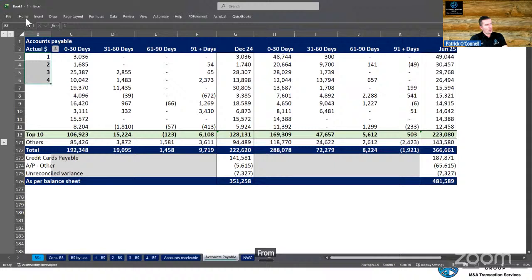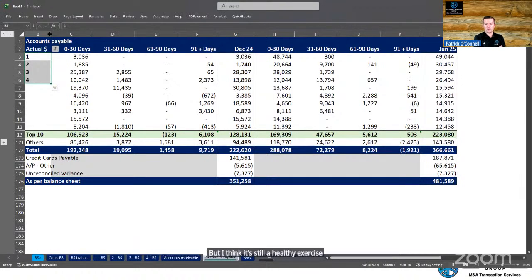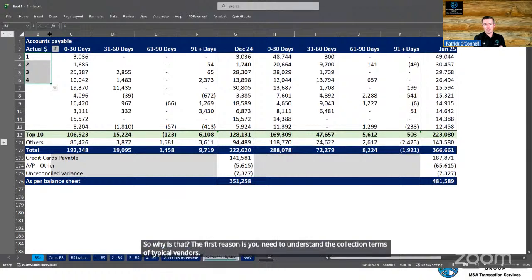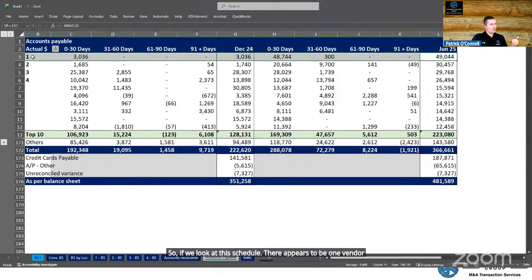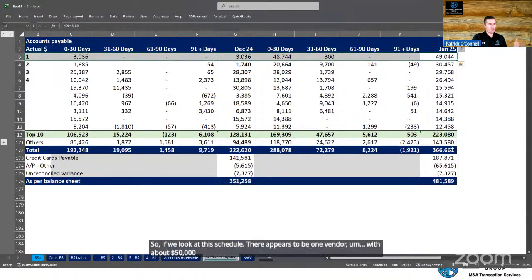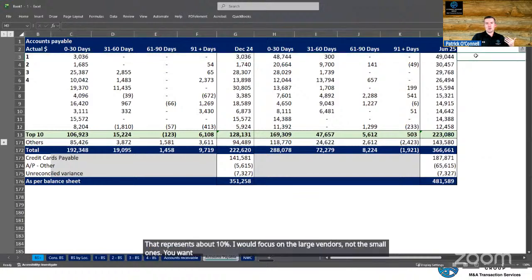From a buyer standpoint, there is much more risk in accounts receivable than there is in accounts payable, but I think it's still a healthy exercise you should perform. So why is that? The first reason is you need to understand the collection terms of typical vendors. And when I say typical, I would focus on the larger ones. So if we look at this schedule, there appears to be one vendor with about $50,000 of the 500 on the balance sheet. That represents about 10%. I would focus on the large vendors, not the small ones.